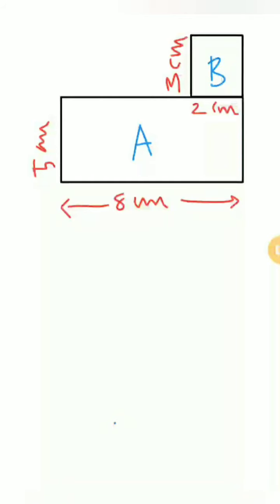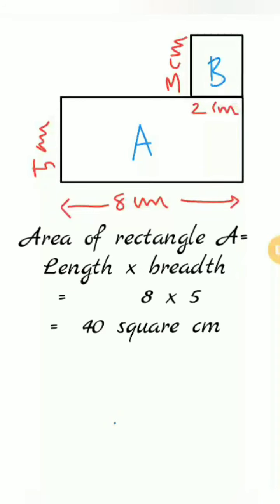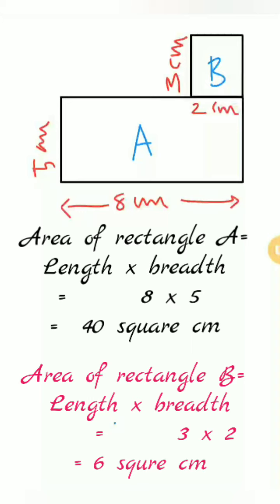First, let us find out the area of rectangle A. Area of rectangle A is equal to length into breadth, and that is equal to 8 into 5, and that is 40 centimeter square. Now let's find out the area of rectangle B. Area of rectangle B is equal to length into breadth, and that is equal to 3 into 2, and that is equal to 6 centimeter square.